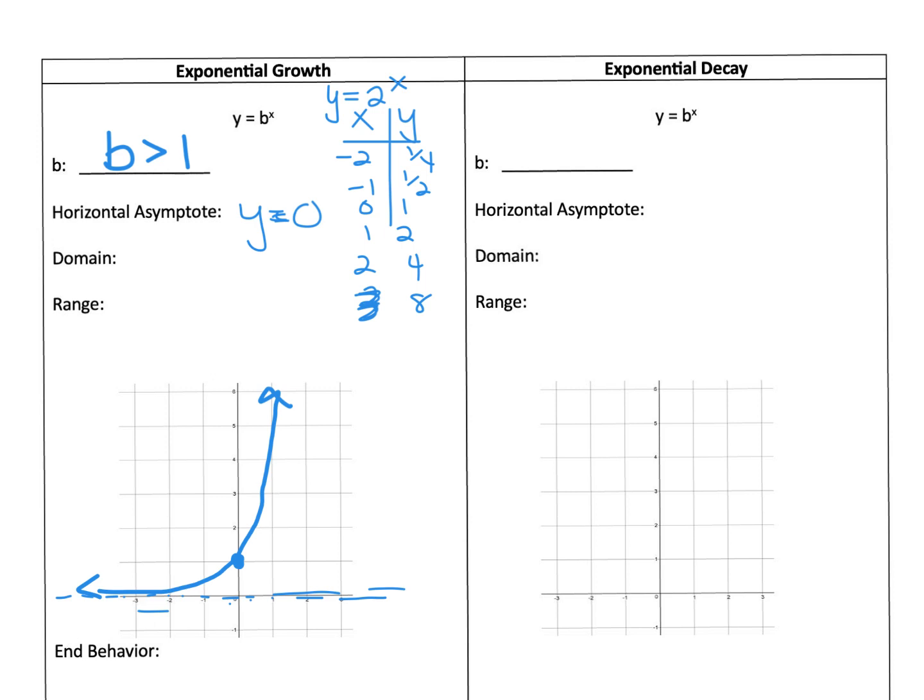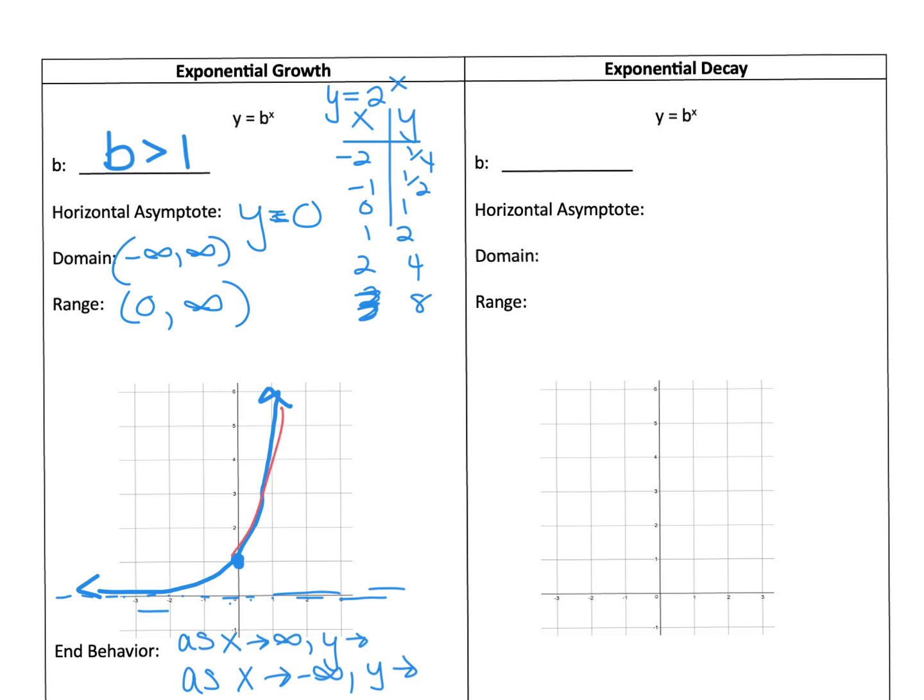So let's check out the domain. This would be negative to positive infinity. The range, however, is going to start at 0, but we just said it never touches it, so it goes 0 to infinity. And the end behavior: as x approaches positive infinity, that'd be on the right side, the graph is going up towards positive infinity, but as x goes towards negative infinity on the left, it's approaching 0.